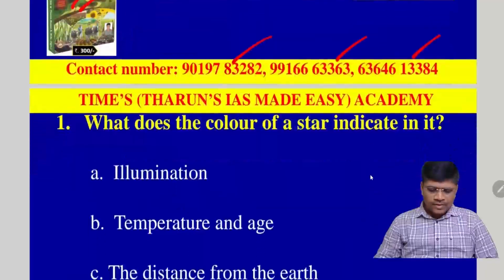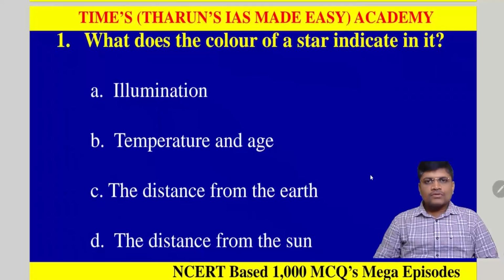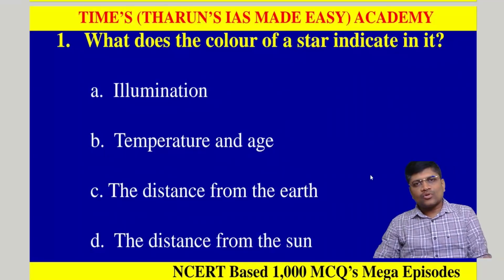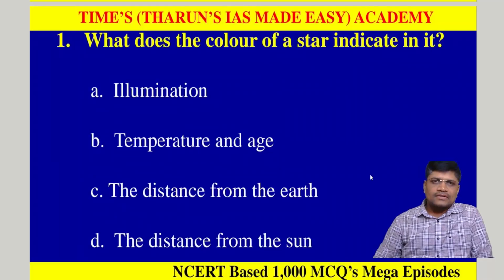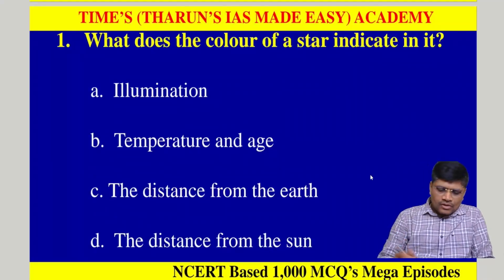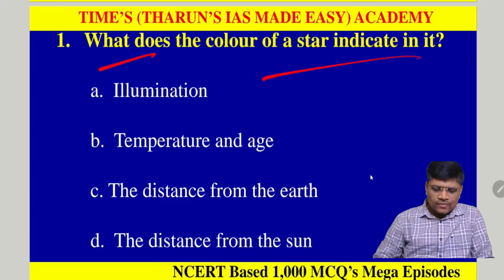So let's start the session. In this session, first episode, it is based on the physical geography, that is the cosmology chapter. In the cosmology chapter, we will be discussing the celestial bodies, mainly the stars, planets, galaxies, and the asteroids. The first question is mainly about the stars.